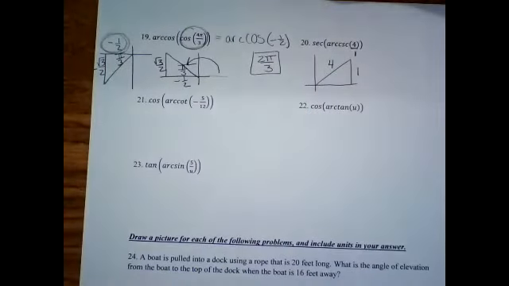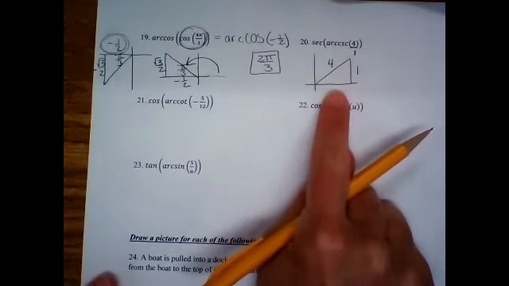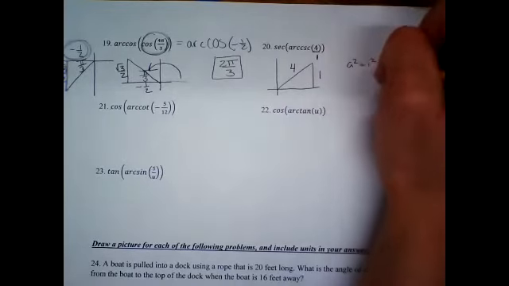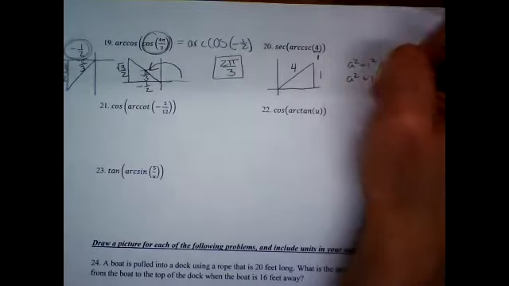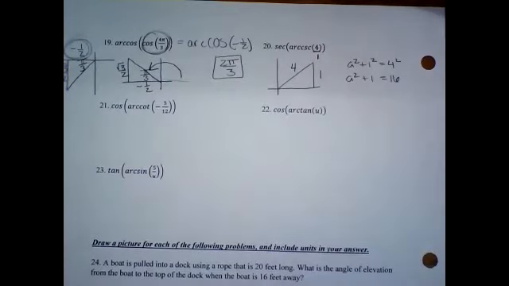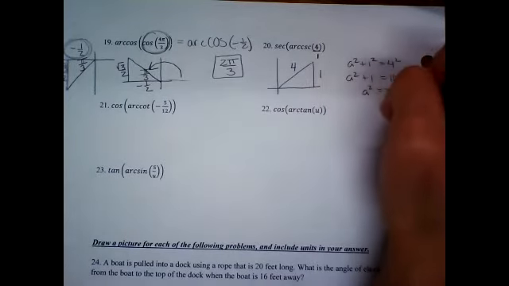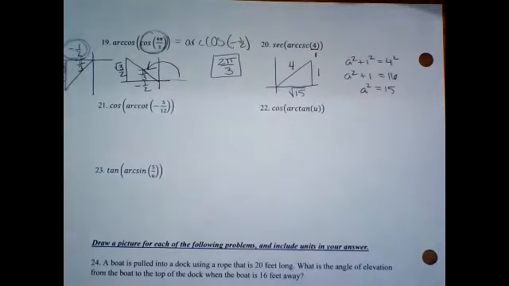We just reciprocated it. And then you have to do Pythagorean theorem to get this other side. I'm going to call it A. You can call it X. You can call it whatever you want. A squared plus 1 squared equals 4 squared. So that's going to be A squared plus 1 equals 16. So A squared equals 15, and then you have to square root that. So square root of 15.